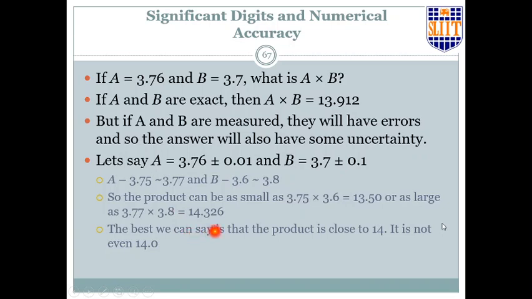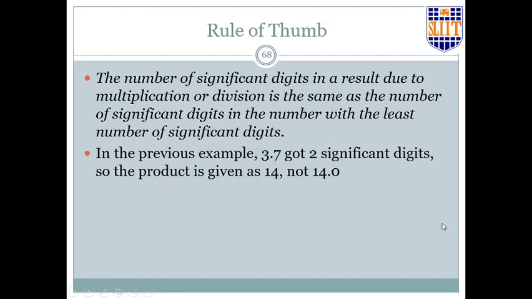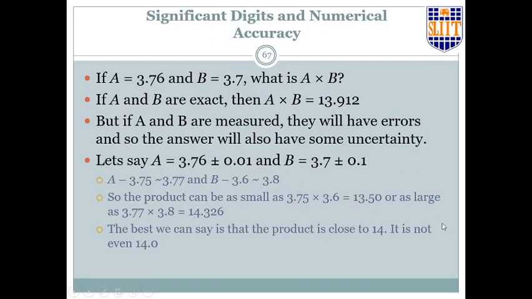So in such a case, as a rule of thumb, when you multiply or divide, the result must have the lowest number of significant digits of the original numbers. Now in this case, the first number has 3 significant digits and the second number has 2. So the lowest is 2, the result should have only 2 significant digits. Right? So in that case, it is 14 because the result is 13.912. 2 significant digits, so you round it off.